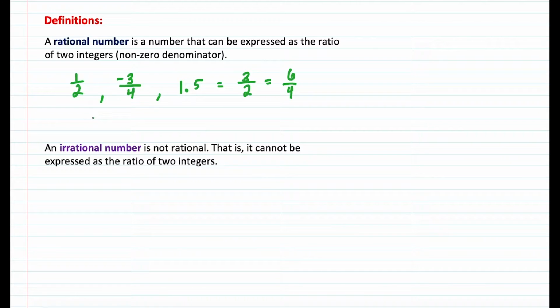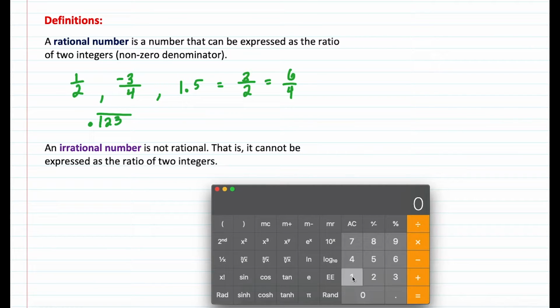Now, less obvious examples are something like a repeating decimal that has a pattern. So 1, 2, 3, 1, 2, 3, 1, 2, 3. For this, we could use a calculator. And if we look, 1, 2, 3 repeating is just 123 over 999. It's just a string of 1, 2, 3s.